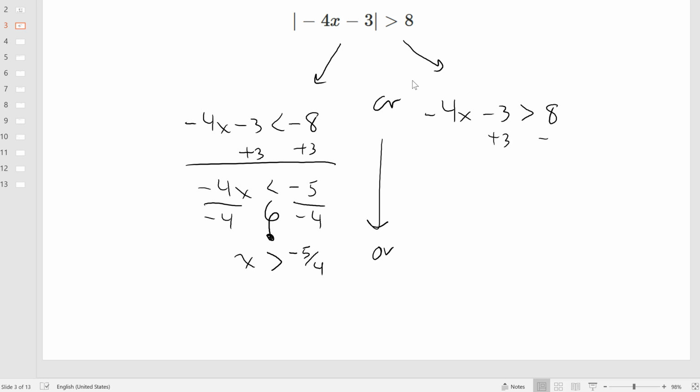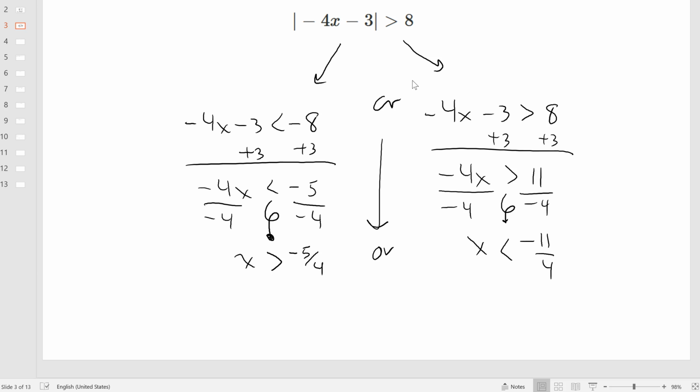So adding 3 to both sides gets you an 11. Dividing through by negative 4, again, we're dividing through by a negative, so switch the inequality, and we get negative 11/4. So we're looking for that.